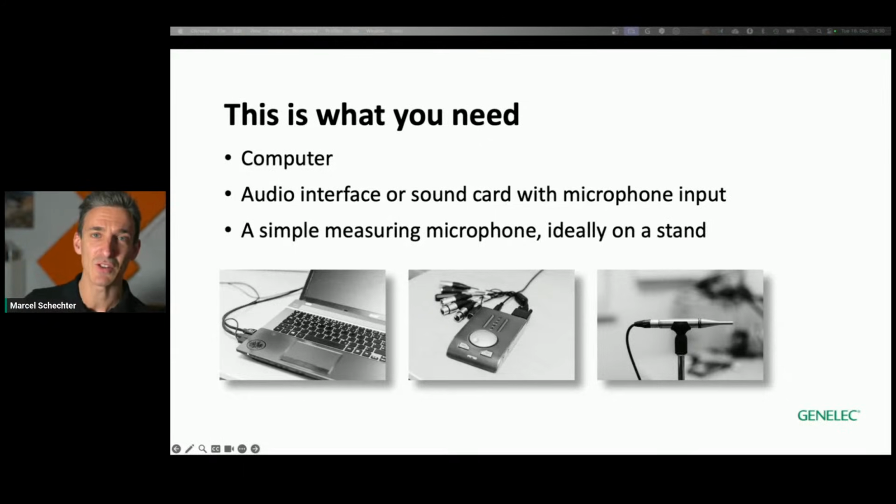Really expensive measurement microphones, of course, have the huge advantage that they are perfectly similar in the mid frequencies and high frequencies as well. And you can buy, for example, 5 of them and they will perform exactly the same way. This is not the case with these microphones below 50 euros, but you can use them for what we want to do here.